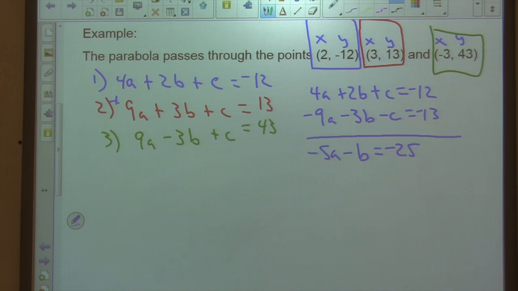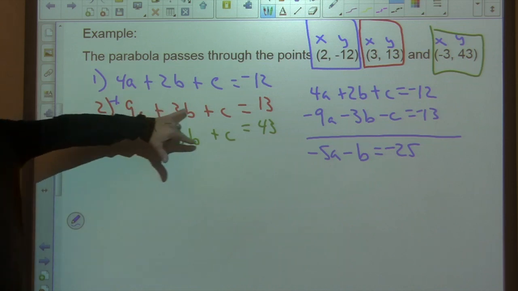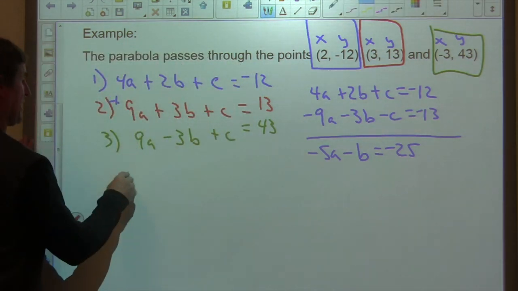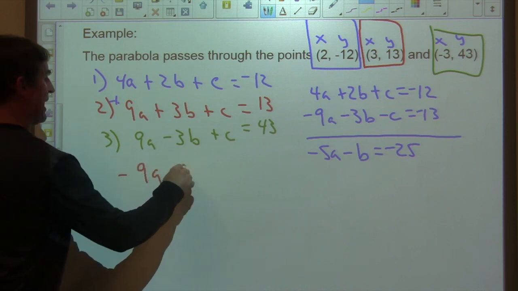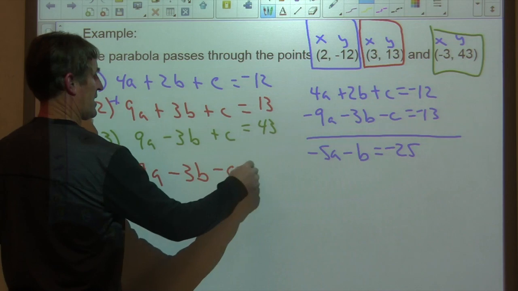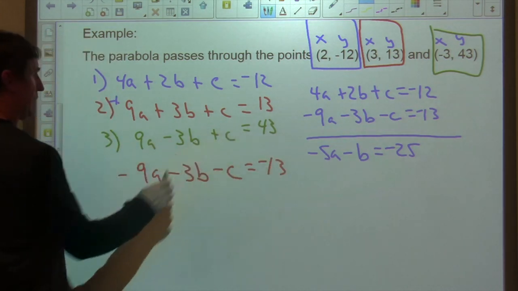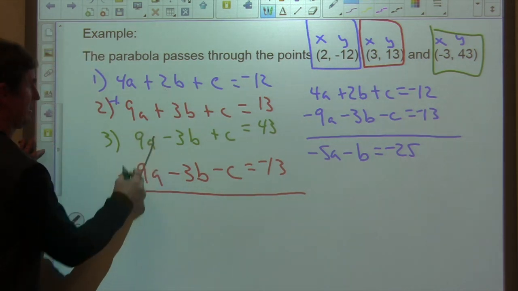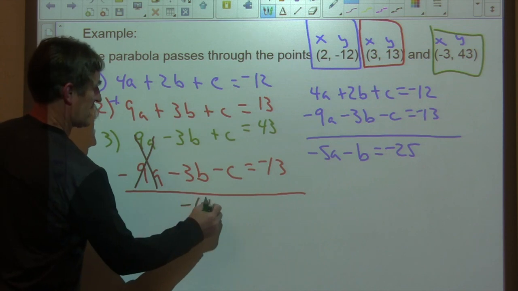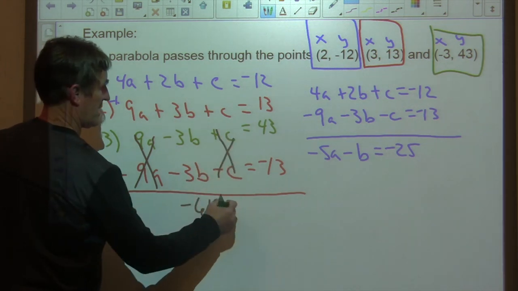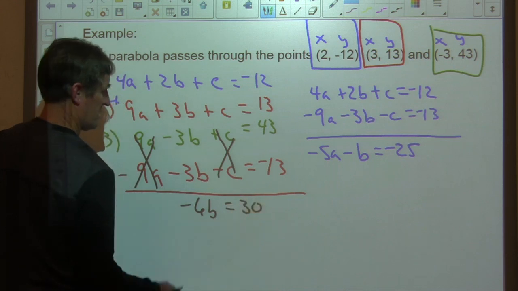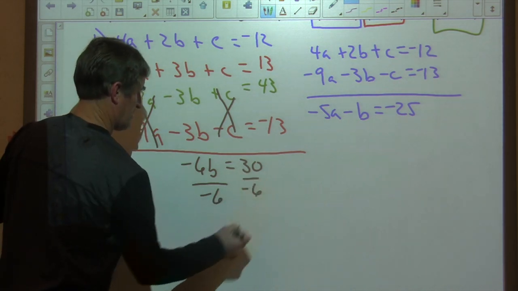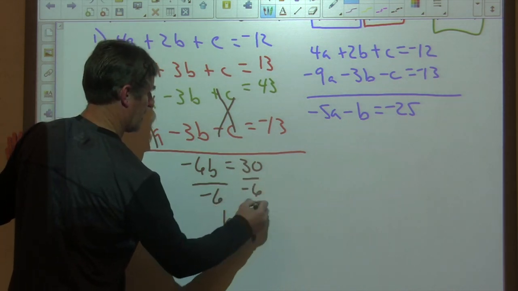Now I'm going to go ahead and use 2 and 3. And again, I want opposites. So I'm again going to multiply this second equation by a negative 1. So that's going to give me negative 9a minus 3b minus c equals negative 13. And this equation is going to stay the same, so I'm going to add these two together. Well, in this case, the a's cancel. I get minus 6b. The c's cancel. Equals 30. I can divide by negative 6. And so I get b equals negative 5.